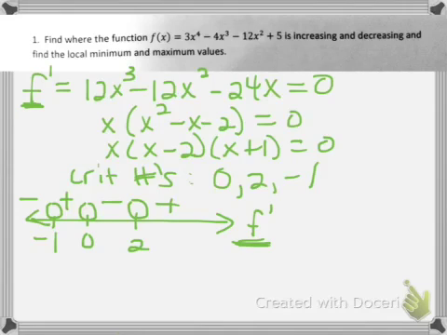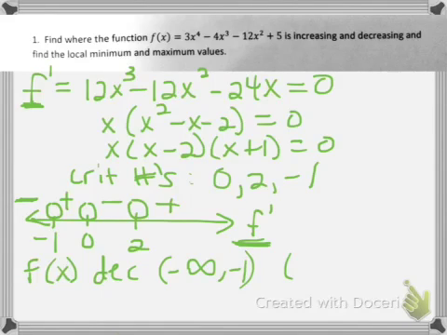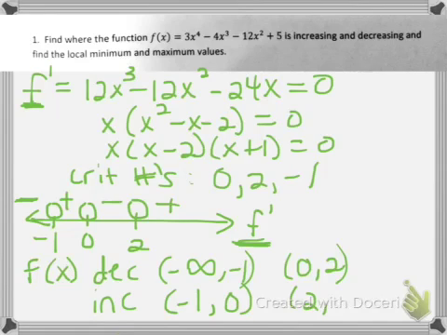So now, since the derivative is negative here, the original, so f of x, must be what? It must be decreasing from negative infinity to negative 1 or 0 to 2, because that's where the derivative is negative. And f of x must be increasing from negative 1 to 0 or 2 to infinity, because that's where the derivative is positive. We've already kind of done that before, guys. We've done it with velocity. You've figured out where velocity was positive, negative. Okay? Now, find the local minimum and maximum.